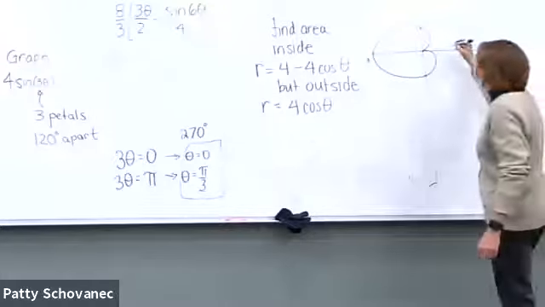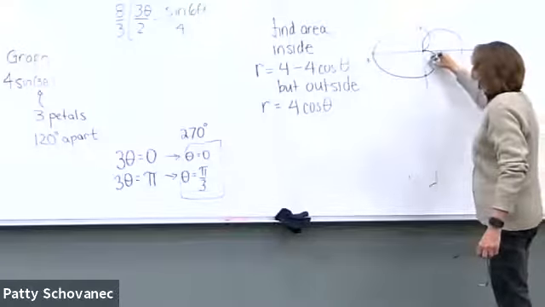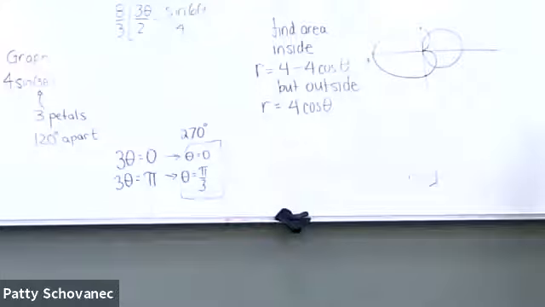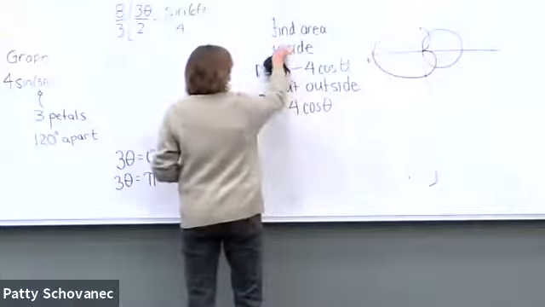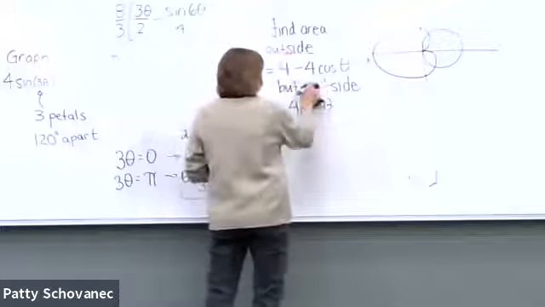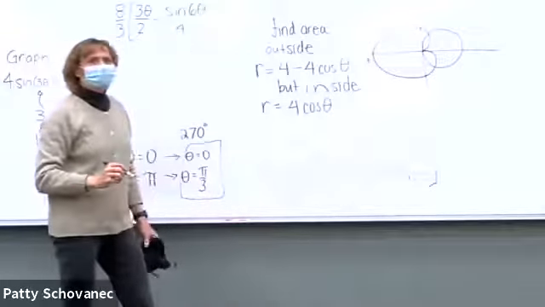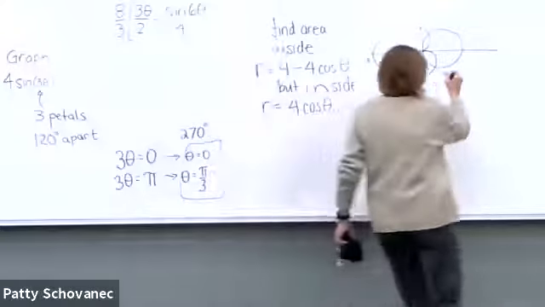I don't know. Let's at least see if we can set this up. 4 cosine theta is over here. Like this. And so inside the cardioid, but outside the circle. Maybe I like it the other way. Maybe I want it inside the circle, but outside the cardioid. How will we do it that way? I want to go outside the cardioid, but inside the circle. How's that? So do you know where I'm looking? Mm-hmm. That's this piece right here, correct?